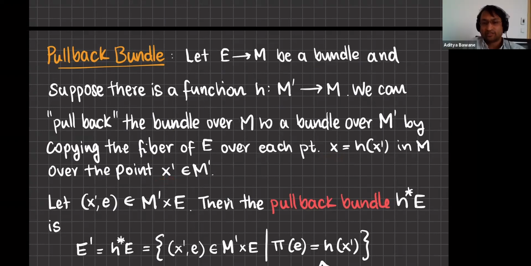I think you mean that for each such x, which is of the form h of x prime, you can put the fiber that was over x onto the fiber over x prime. Right, but not every x will be of this form. Well, if I have a map between two manifolds, why is that not true? Well, the function might not be an onto function. Okay, yeah. For each x such that it can be written as h of x prime, what we do is copy the fiber over x onto the fiber over x prime.